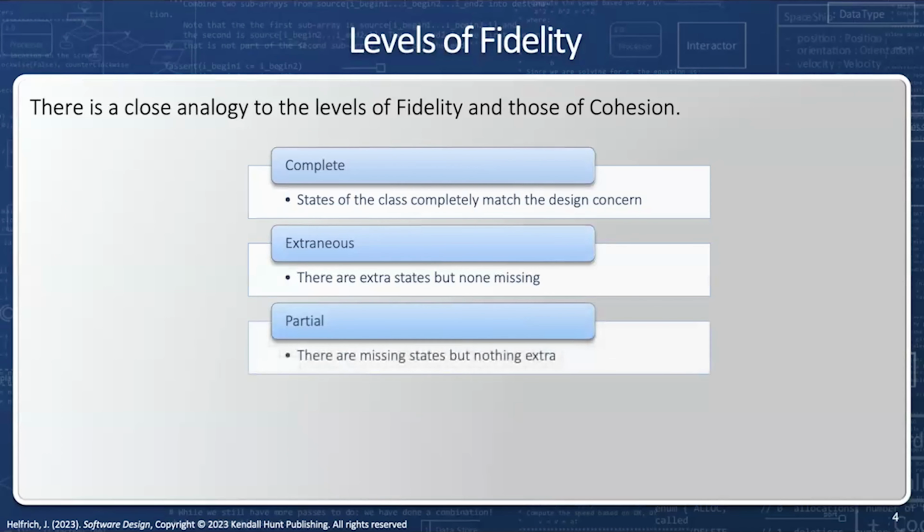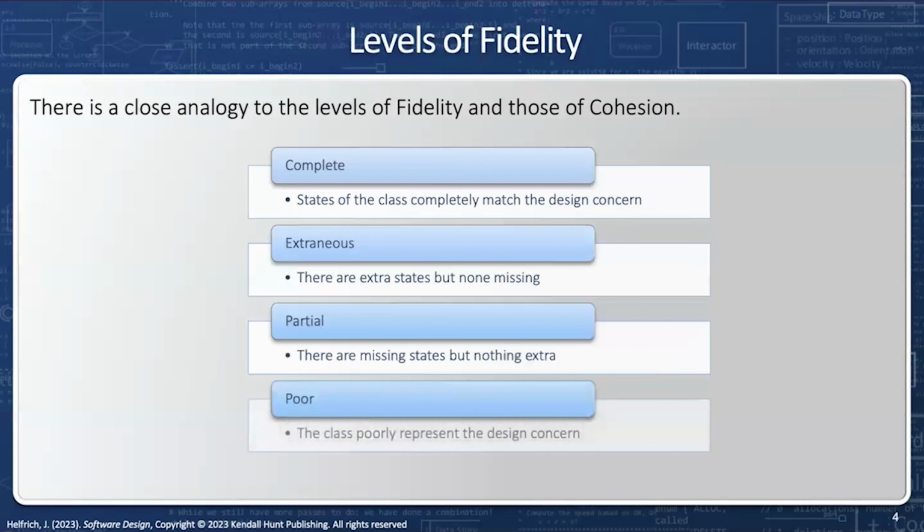Partial: there are missing states, but nothing extra. In other words, part of the problem domain is not completely mapped. Usually this results in a lack of functionality. And finally, poor. The class poorly represents the design concerns. Now we have very similar levels of cohesion, but of course, with cohesion, we're talking about verbs, what the function does, whereas with fidelity, we're talking about nouns, what the class represents.